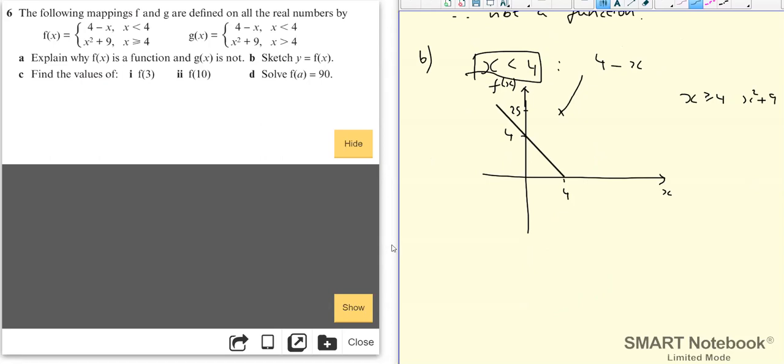Now, in part C, part I, it's asked us to work out f of 3. Is 3 less than 4 or greater than or equal to 4? So obviously less than 4, so we need to use the equation 4 minus x. And so we're going to do 4 minus 3, which equals 1. So f of 3 equals 1 for C part I. Does that make sense?